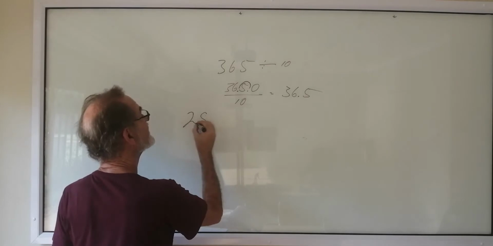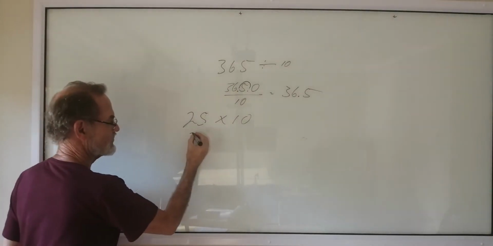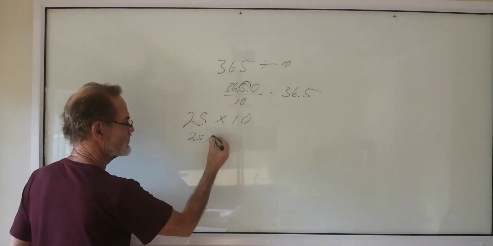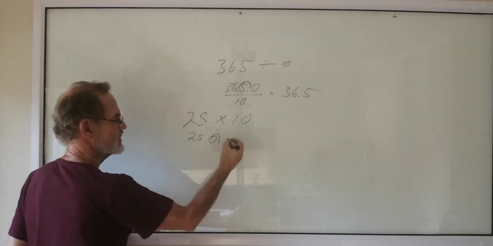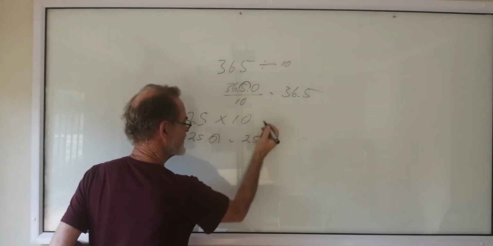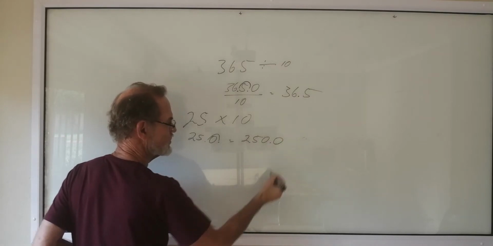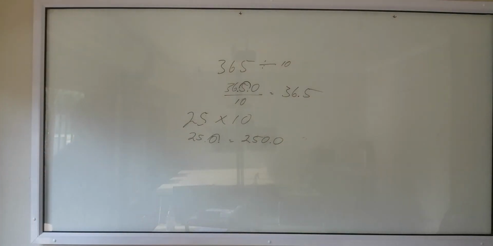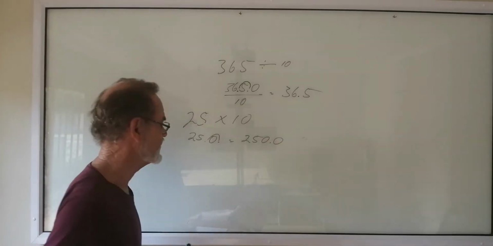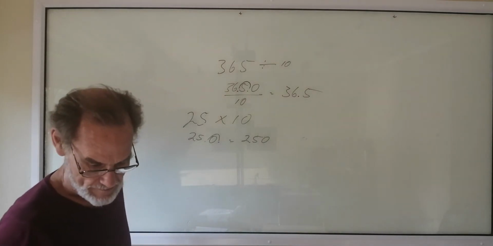25 times 10. 25 is actually 25.0, and multiply by 10, move your point 1 to that side. So the answer is 250. And you can write 250.0 if it makes you feel better, but it's really not necessary. It's 250. Okay.